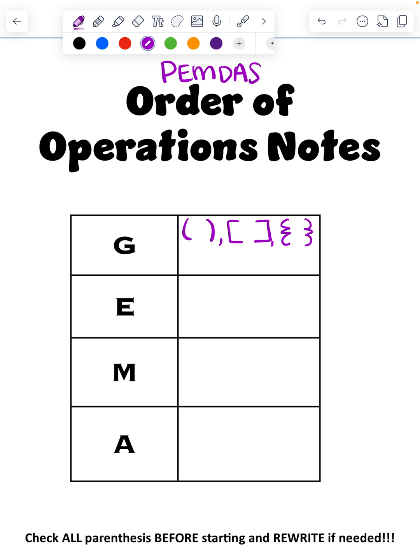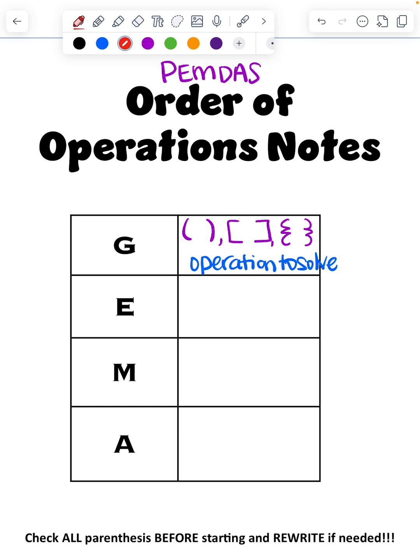Specifically, in order for it to be considered a grouping, you have to have an operation inside. There has to be an operation to solve inside of that grouping. Otherwise, it's not going to fall into the G category. So again, G stands for groupings: regular parentheses, brackets, or these. They're all called brackets. And again, in order for it to be a grouping, it has to have an operation to solve.